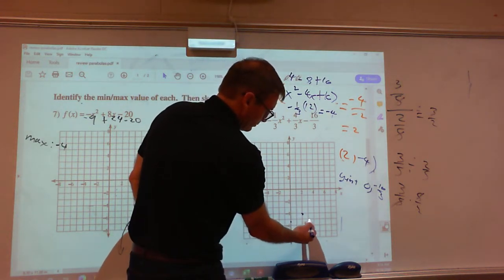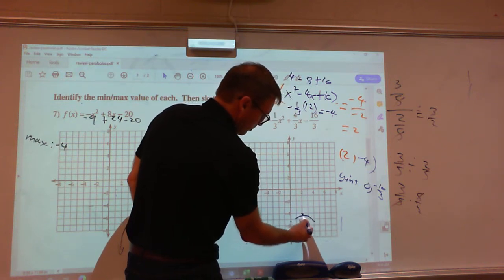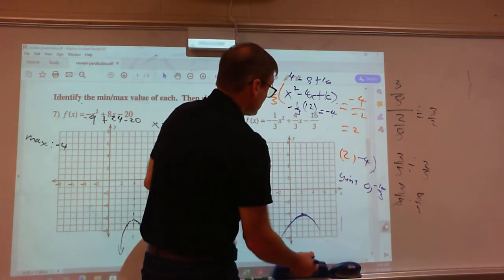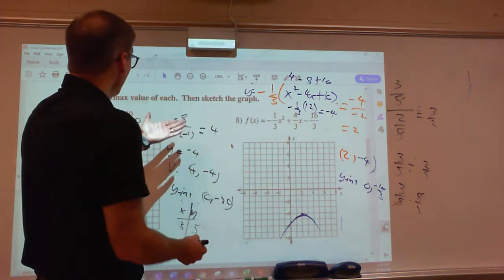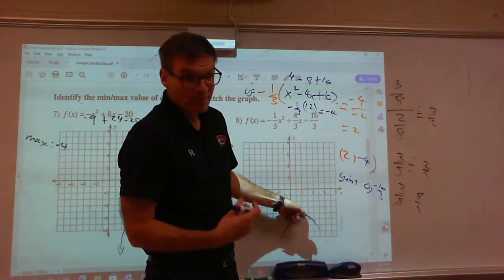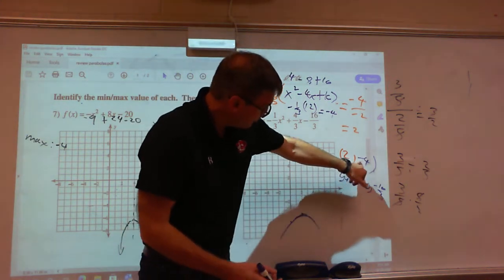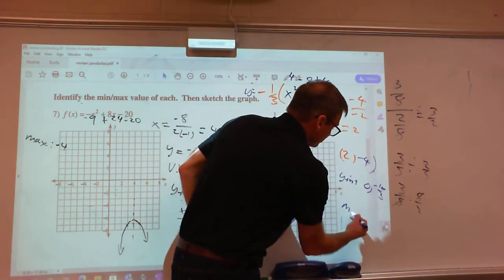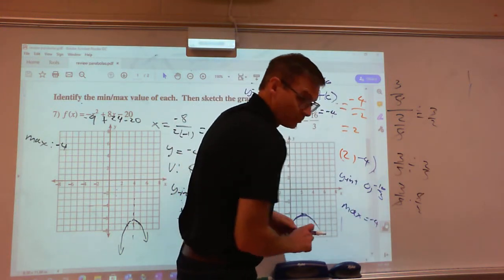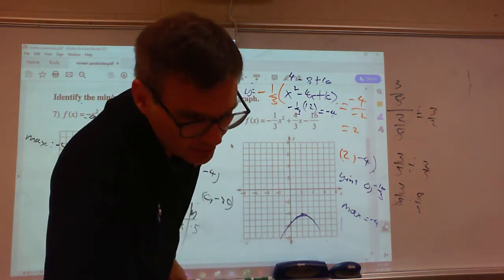And then this one, we'll go over here, do the same thing. And we end up with a parabola that looks like this. And now, if I want to know what's the max or the minimum value, well, it has a max, and our max value is going to be -4. Max y value equals negative 4. I wouldn't give you anything this ugly on a quiz or a test.